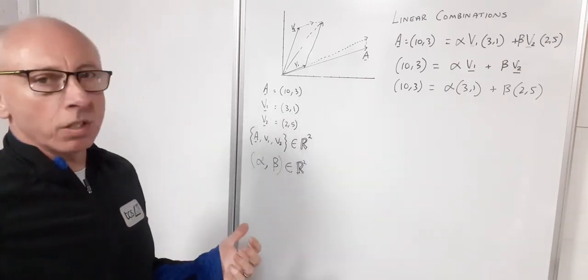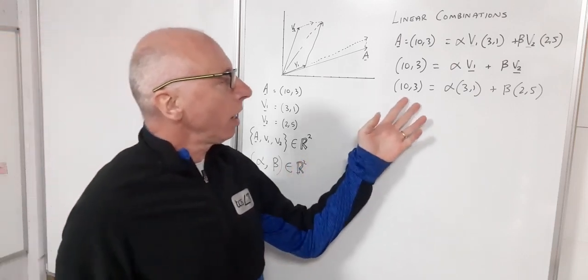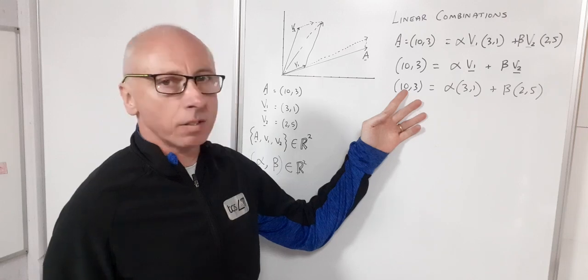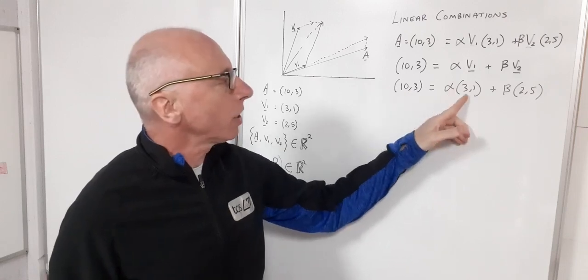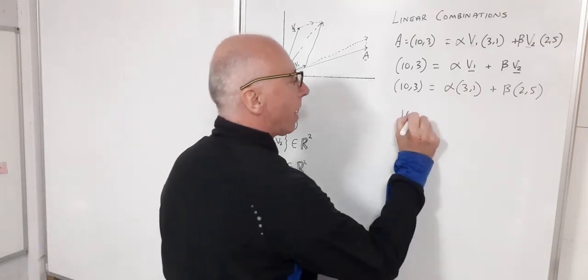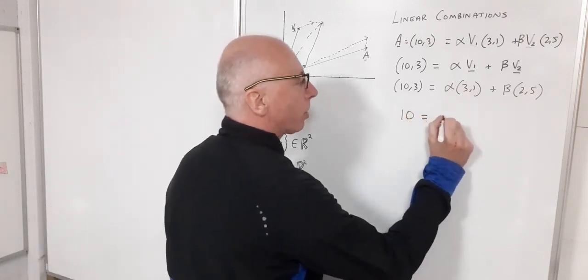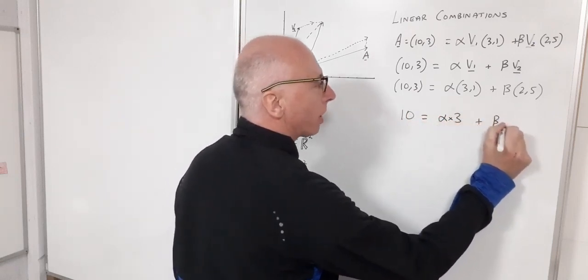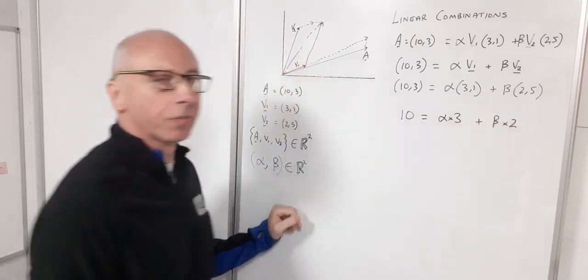Now what we can do is vector addition. So we've got 10 here for the x component, and it's going to be alpha times 3 and beta times 2. So first of all, I can write that: 10 equals alpha times 3 plus beta times 2.